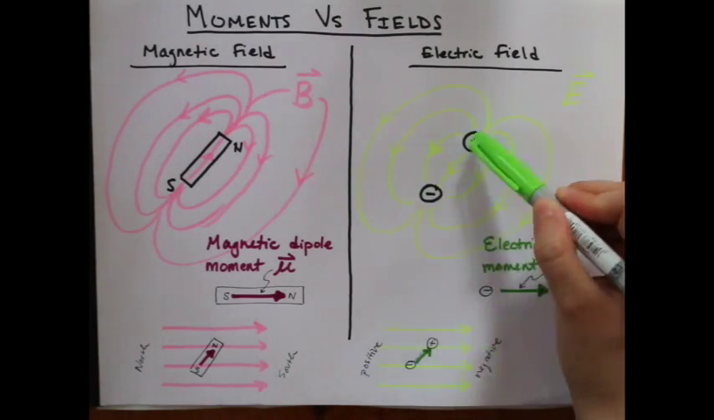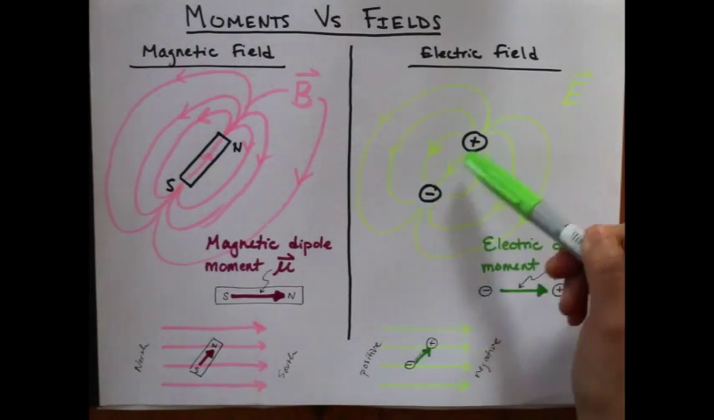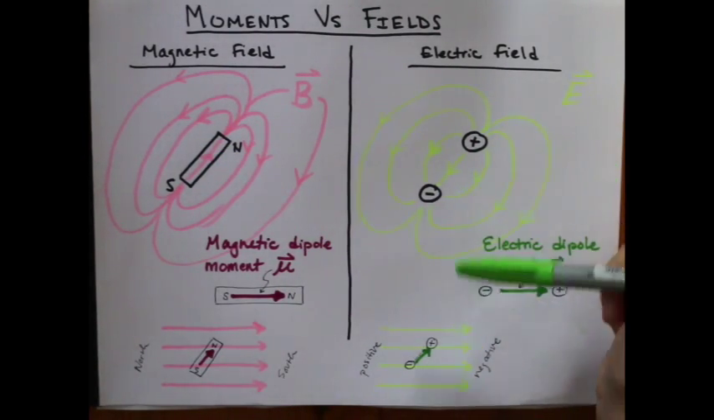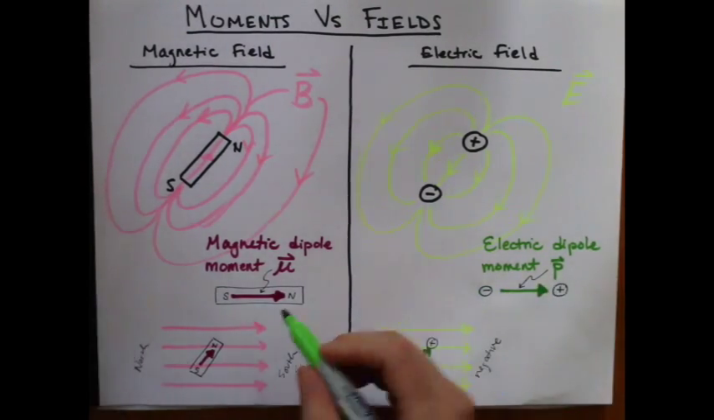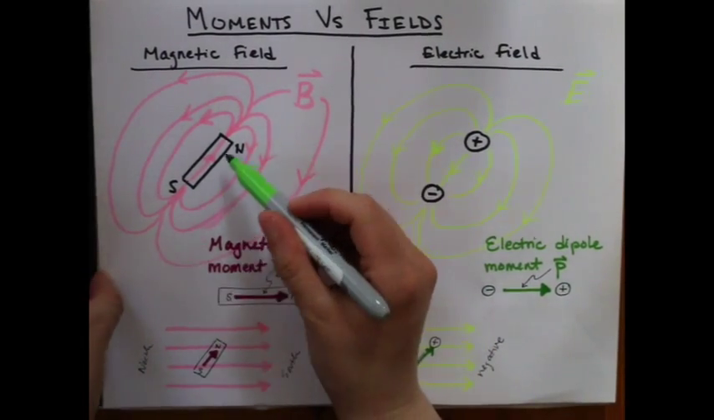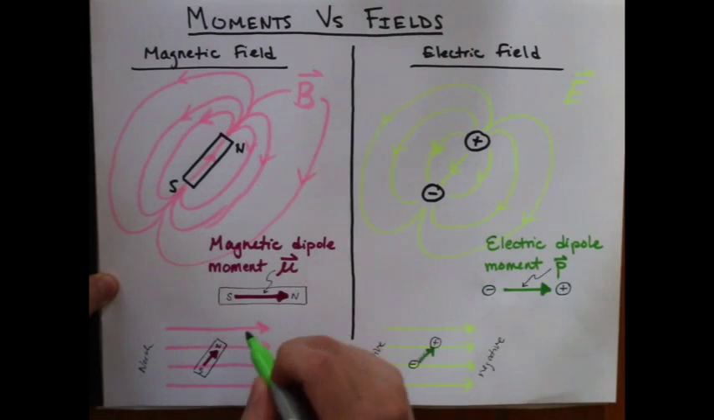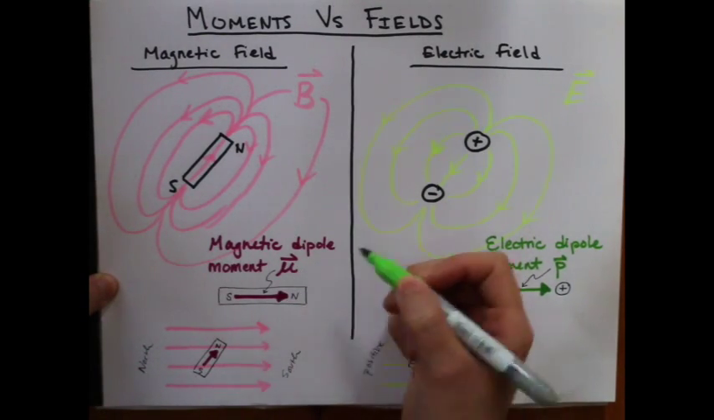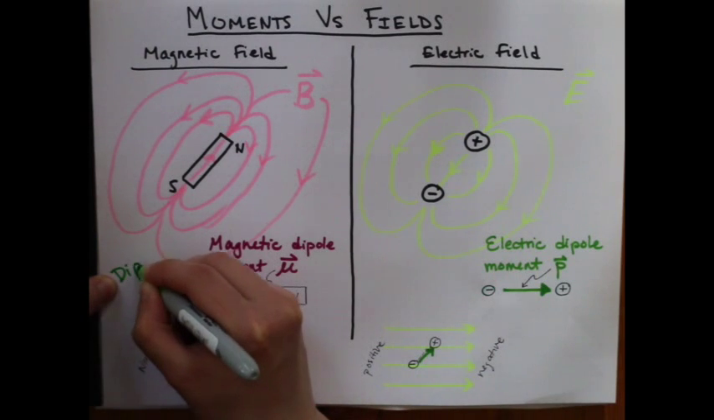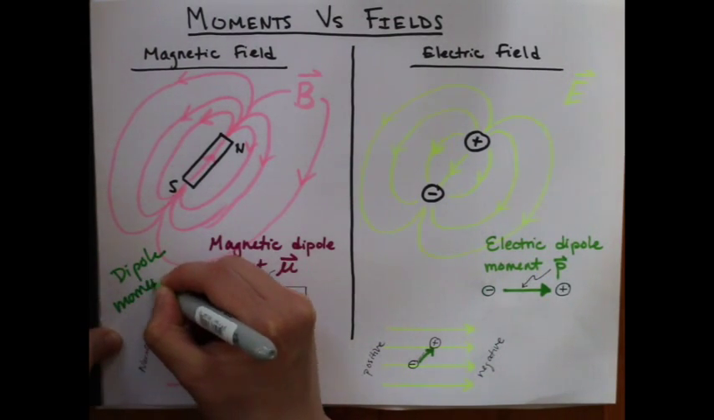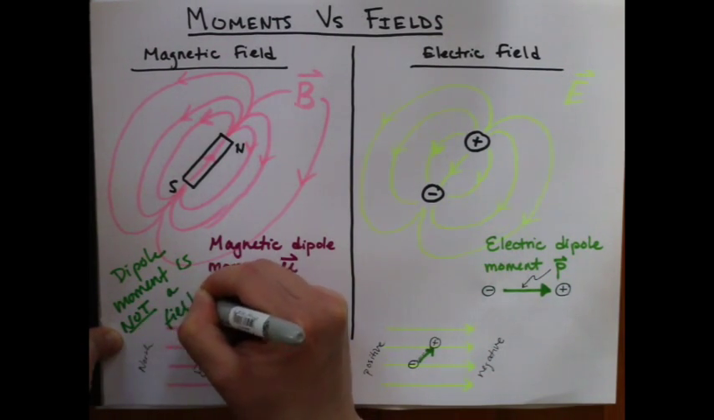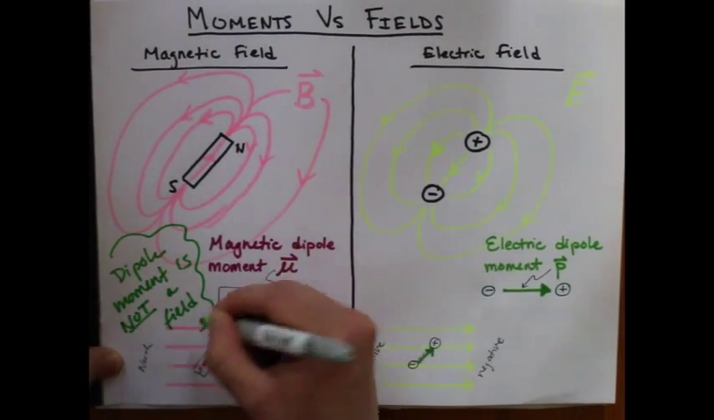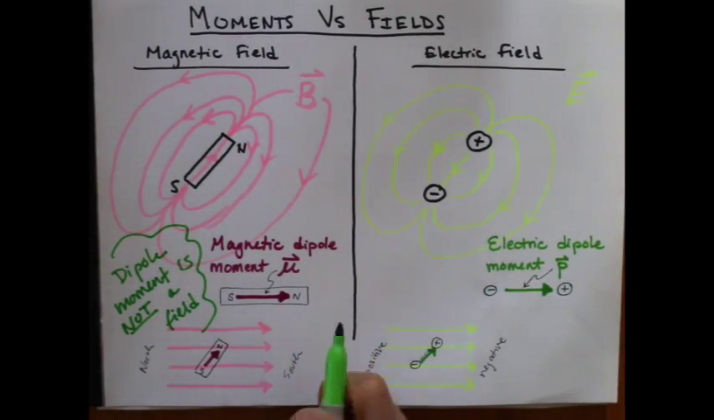So both of these things, the little magnet and the little positive and negative charge, are dipoles. And the dipole moment is just a little vector. It's just a little vector that tells us how the dipole is oriented. So the dipole moment is not a field. Dipole moment is not a field. There's been some confusion about that.